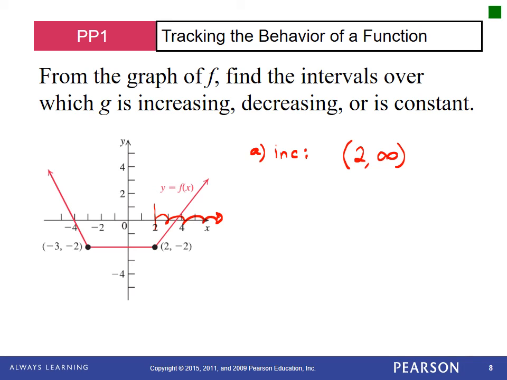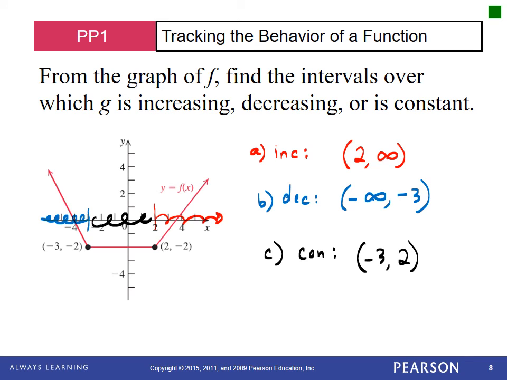Okay, next, when is this decreasing? It is decreasing from negative infinity to -3. Right along here, it's going down, down, down until it hits -3. At that point, it changes direction. And so C would be, when is it constant? It's constant from -3 to +2. Notice it is always an open interval. We're not saying what's actually happening at -3.